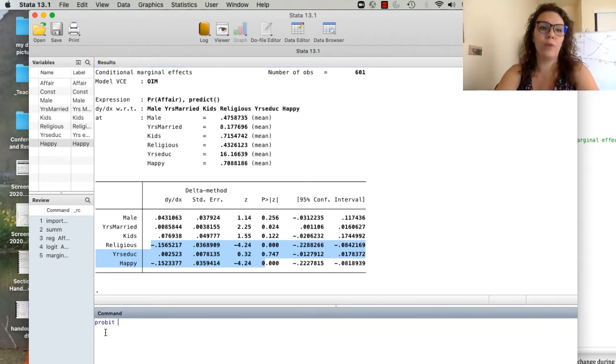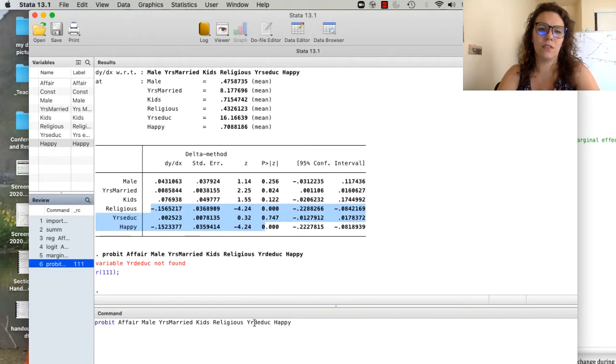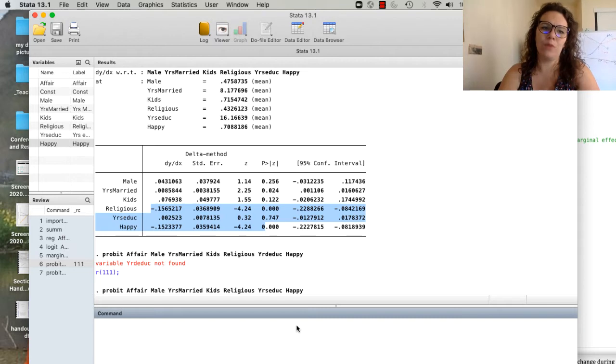We can do the exact same thing with a probit model. So I'm going to do a probit of affair, male, years married, kids, religious, years educated and happy. Oh, see, that's another reason why I like to just bring the variables down from there. Typos can be tragic.